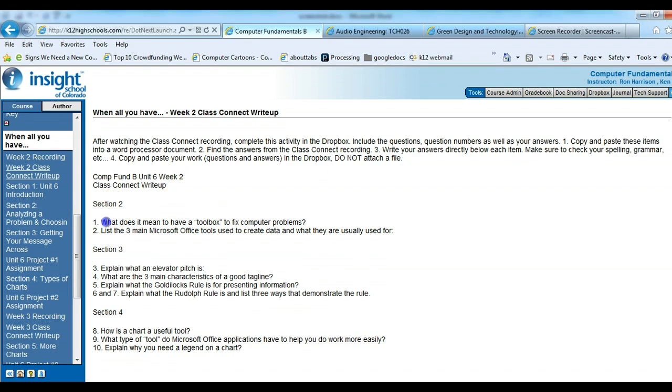So in section two, the first two questions: What does it mean to have a toolbox to fix a computer problem? List the three main Microsoft Office tools. So let's keep those in mind so we can answer those as we go along.